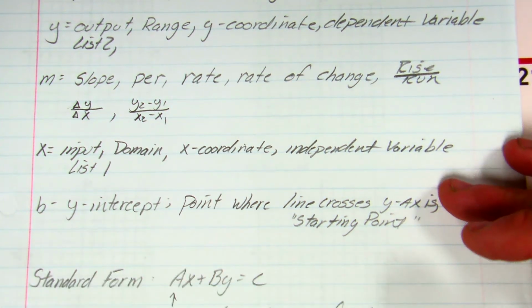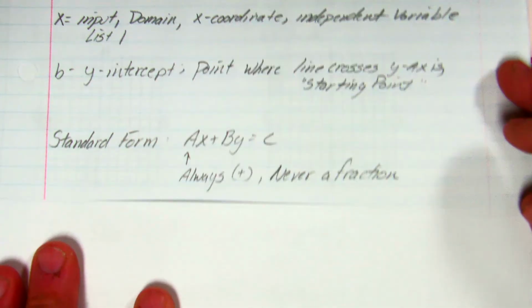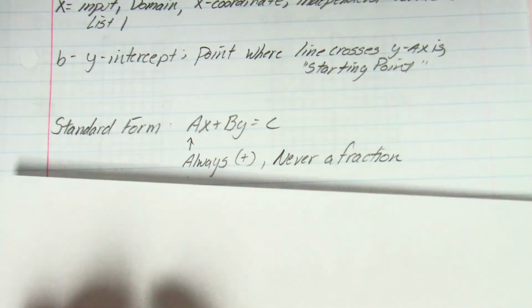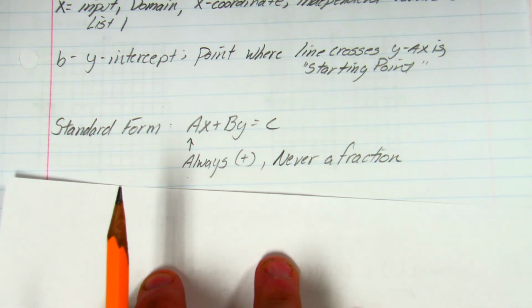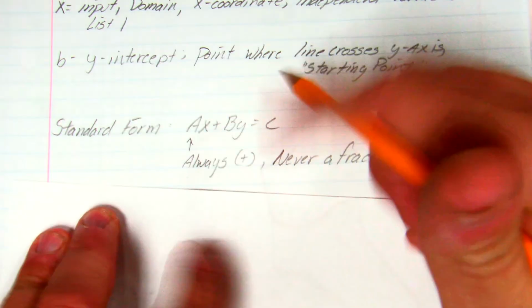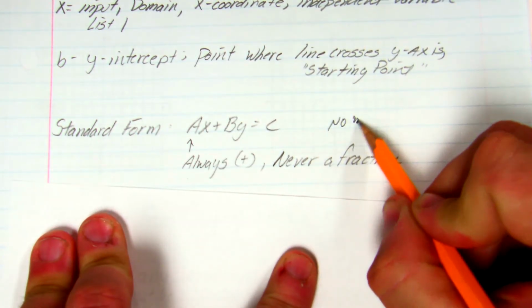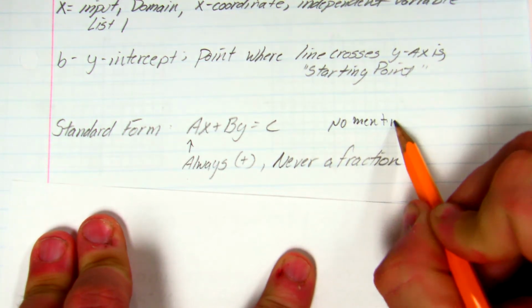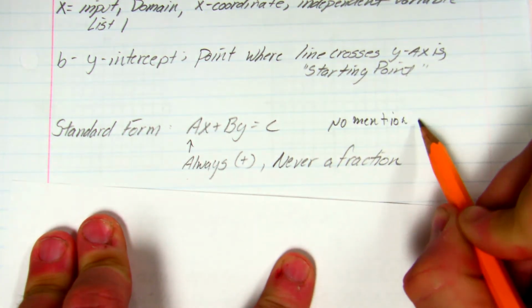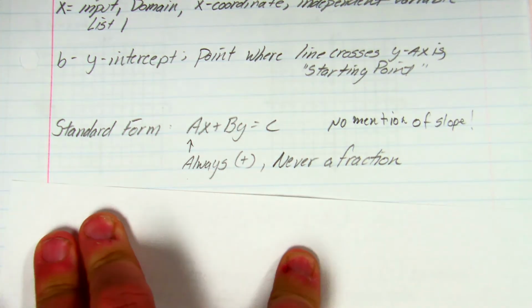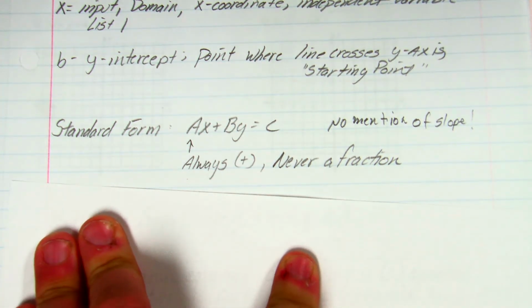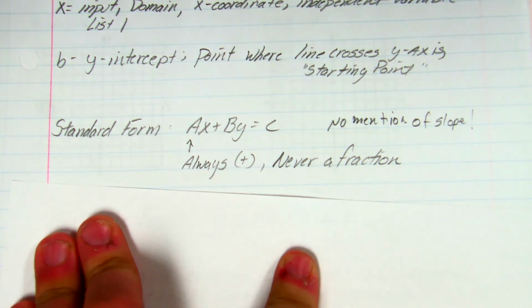Okay? Now, that brings us to the next thing, standard form. Standard form is ax plus by equals c, where a is always positive and never a fraction. This makes no mention of slope. So if they give you something in standard form and they ask you what the slope is, you can't tell by looking at it unless you convert it back into slope-intercept form. So keep that in mind. You're going to see questions like that in a little while.